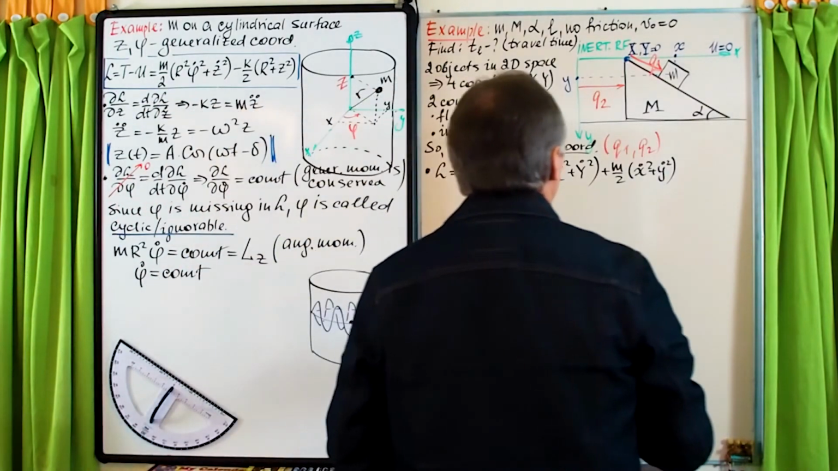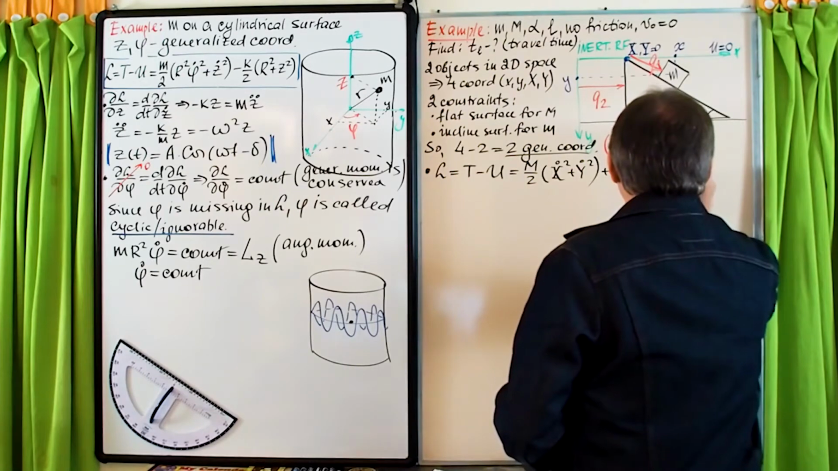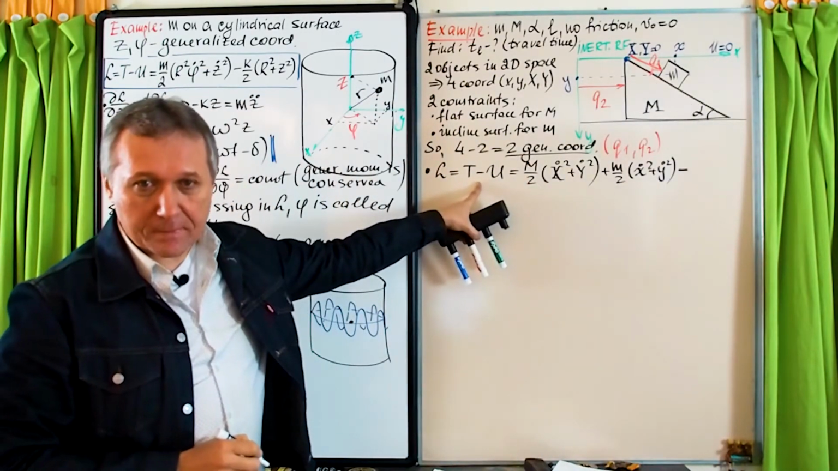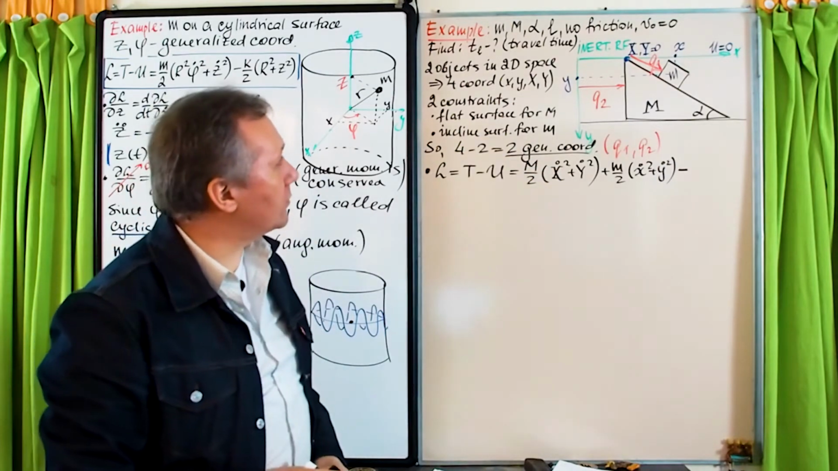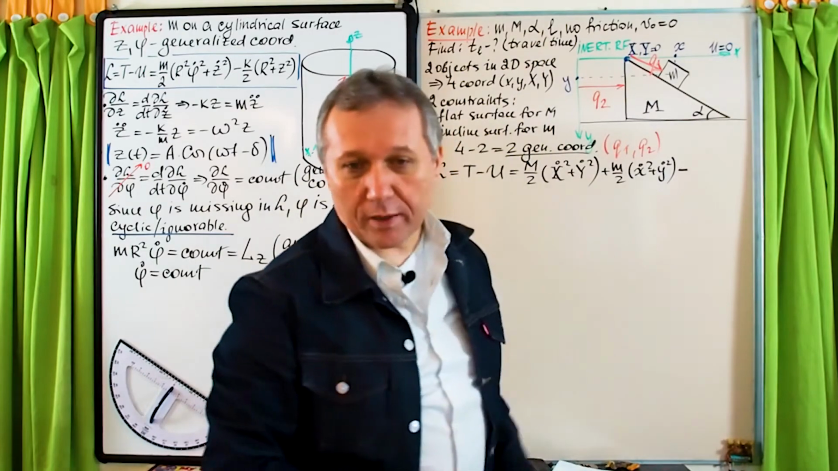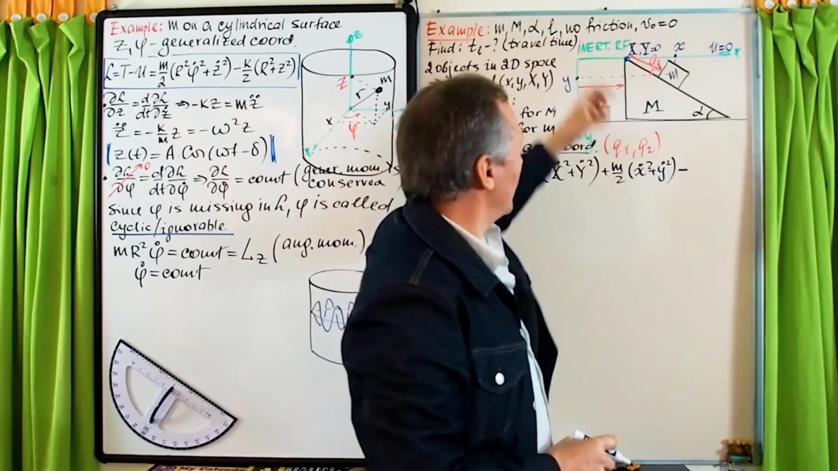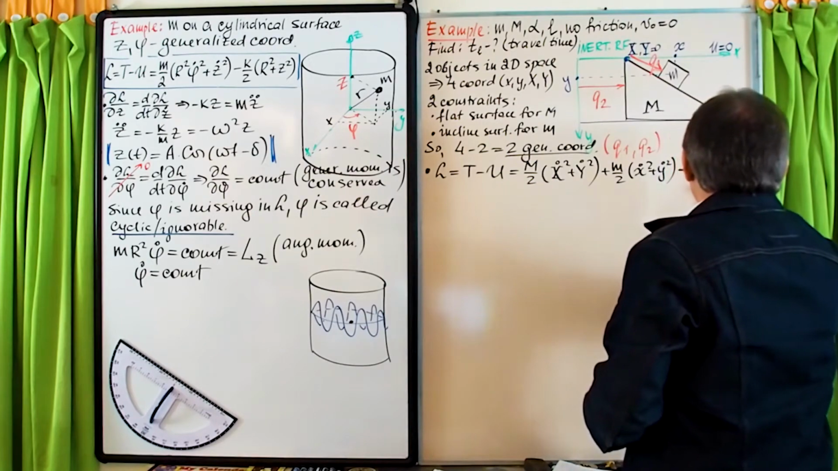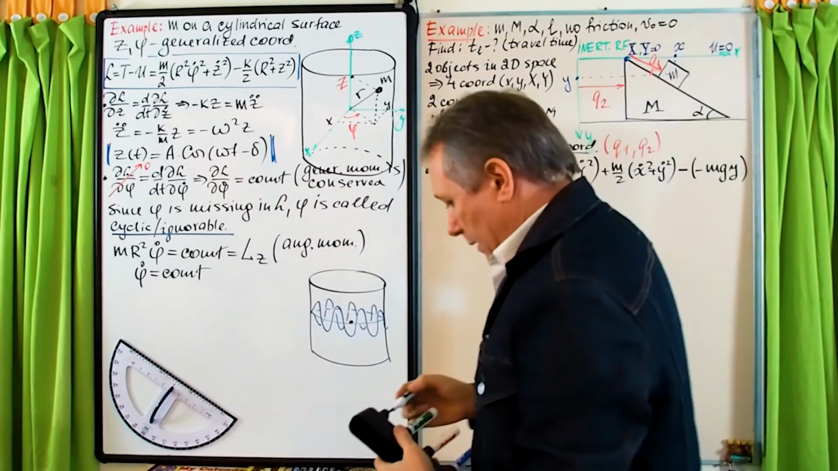And potential energy, of course, minus, because that's how we introduce the Lagrangian. Potential energy is negative: minus mg y, because this distance is y. So minus mg y.